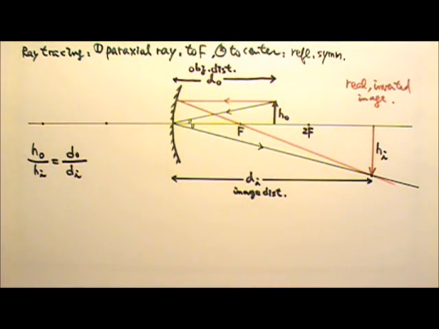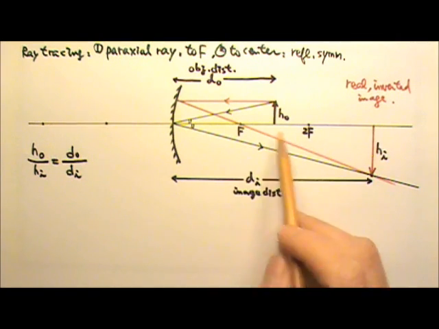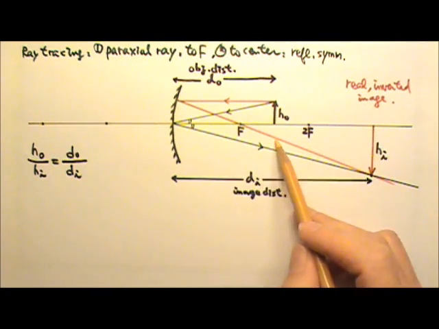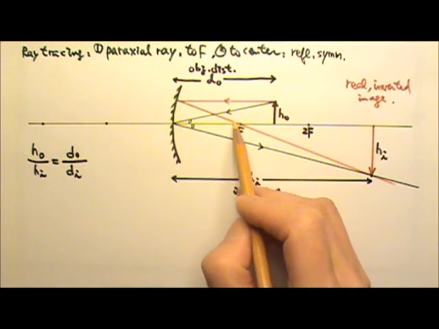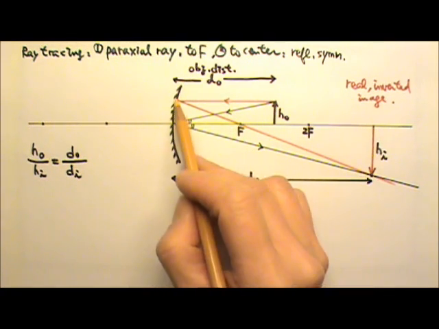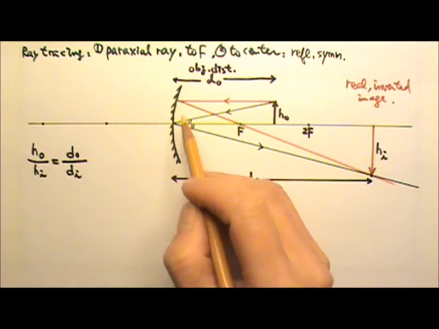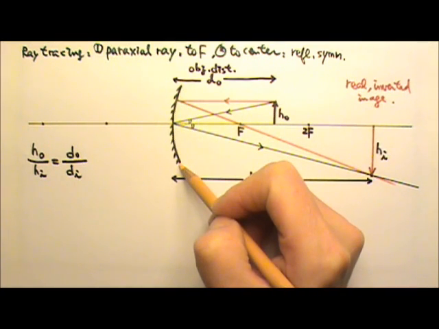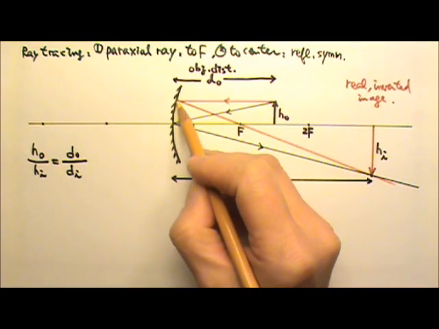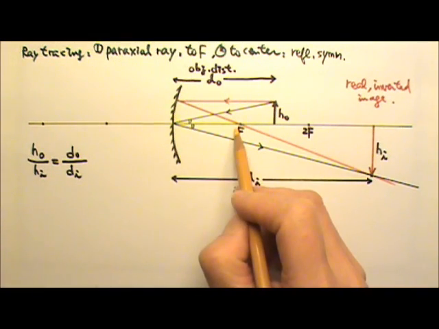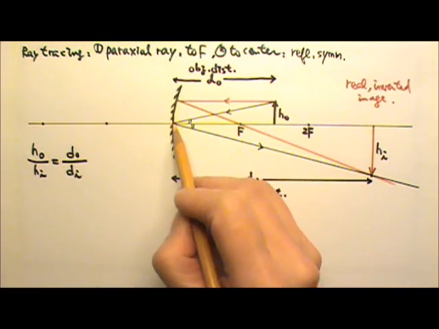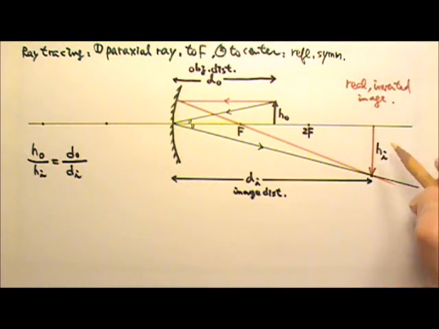Now let's look at the second set of similar triangles. We have a right triangle over here, and then there's another right triangle over here. Of course, this one is not exactly a right triangle, but if the spherical mirror is small enough, that means this part is almost perpendicular to the principal axis. So this is about a right triangle.